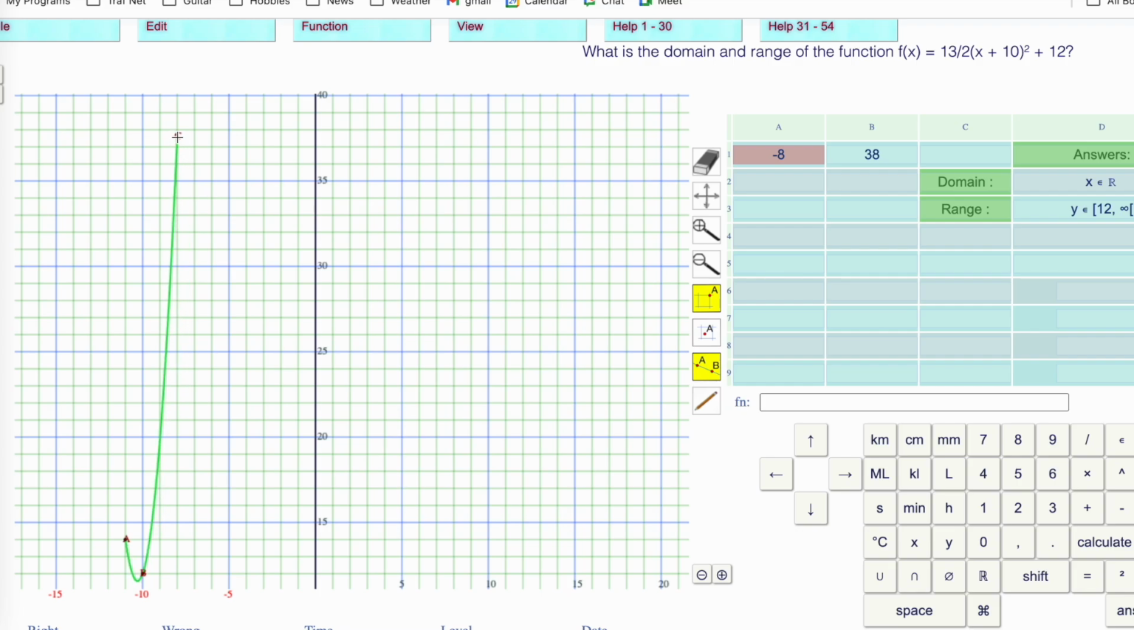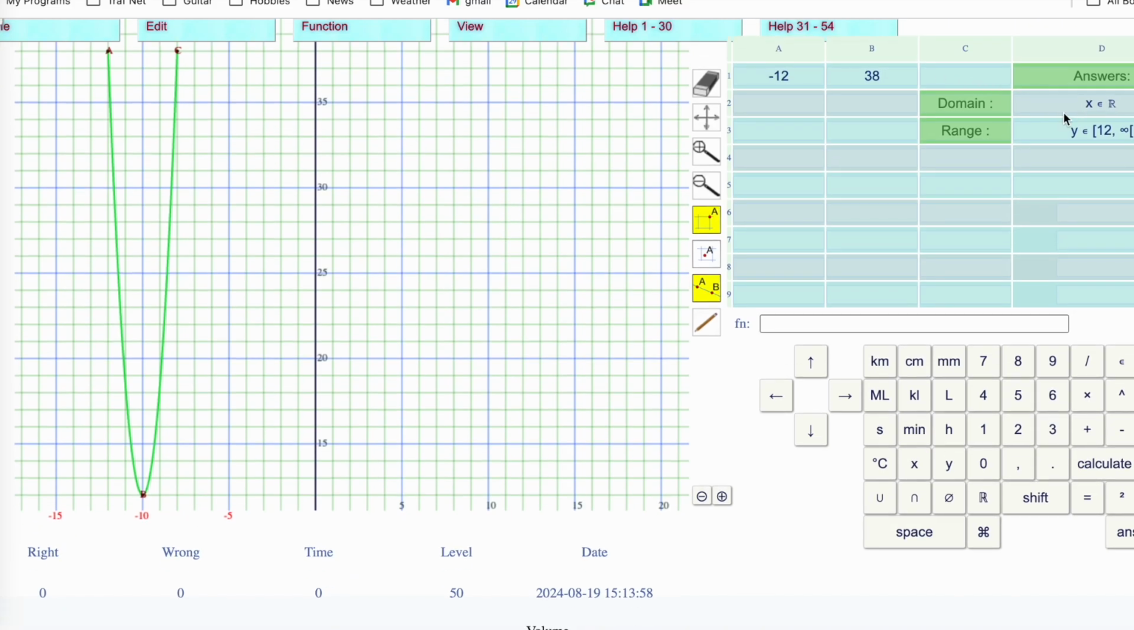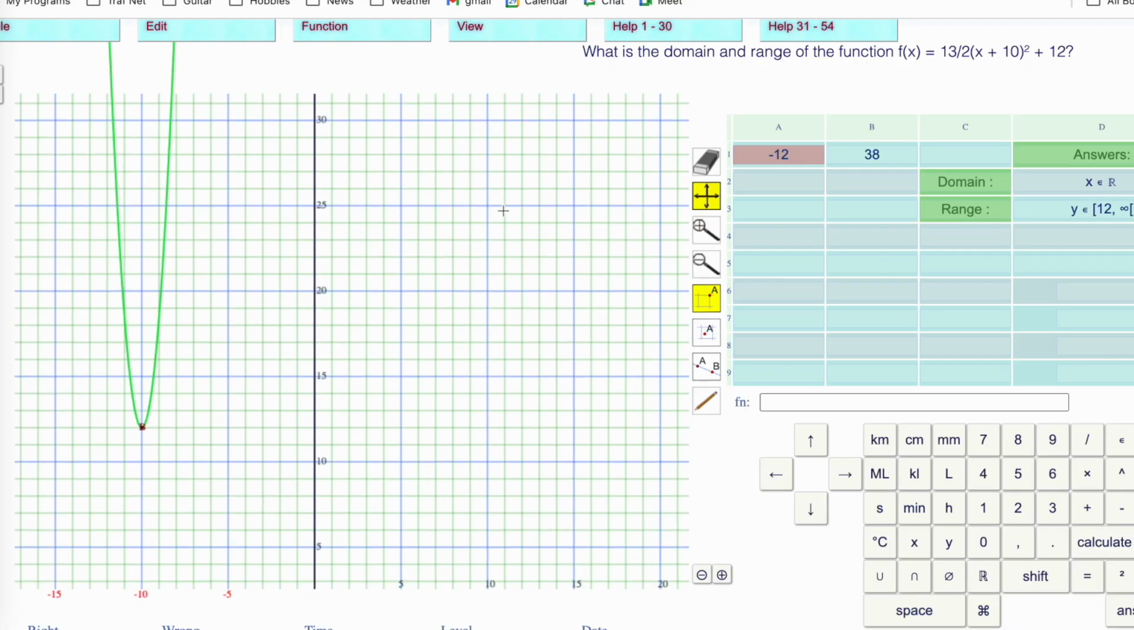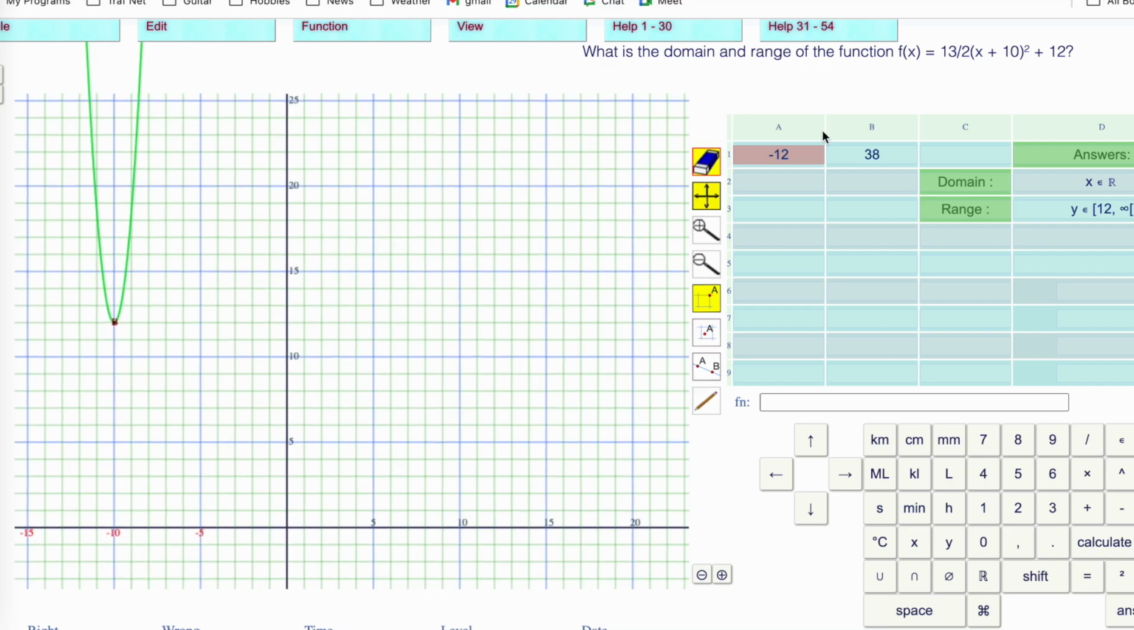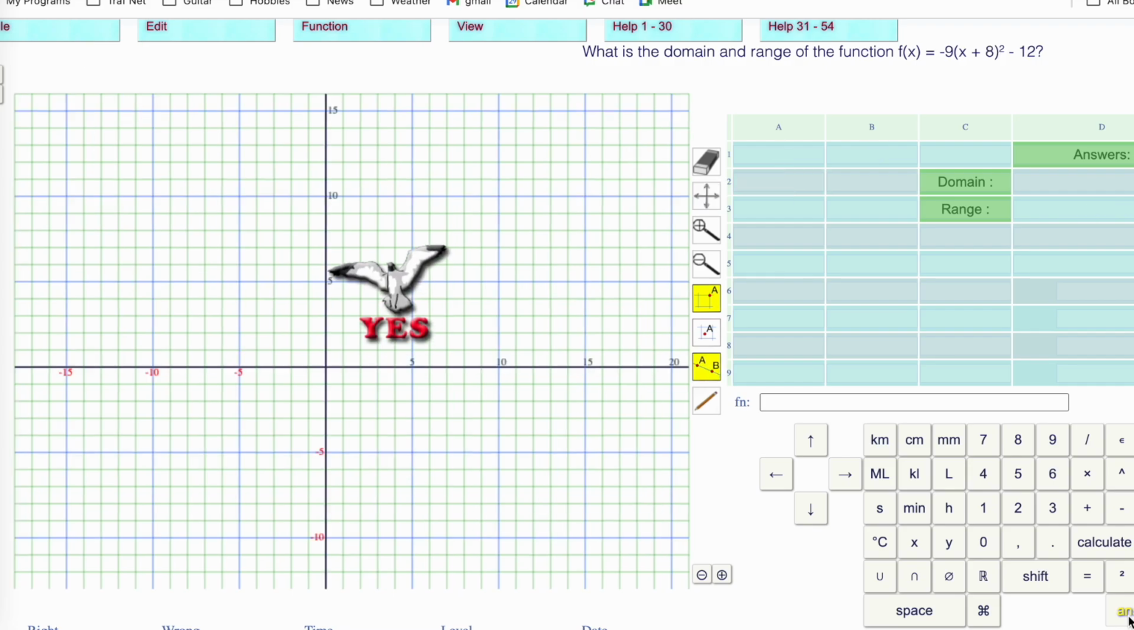Negative 8 and 38 is here. It's going to do the same thing on the other side, like that. At negative 12, we should also get 38. If I put in negative 12, we also get 38. Notice it didn't in any way change our domain and range. We're just seeing a more precise drawing of what it looks like. All possible x values, x is a member of the reals, the lowest y value is 12, and the highest y value is infinity. It goes from 12 to infinity. And then we press answer to see if we're right.